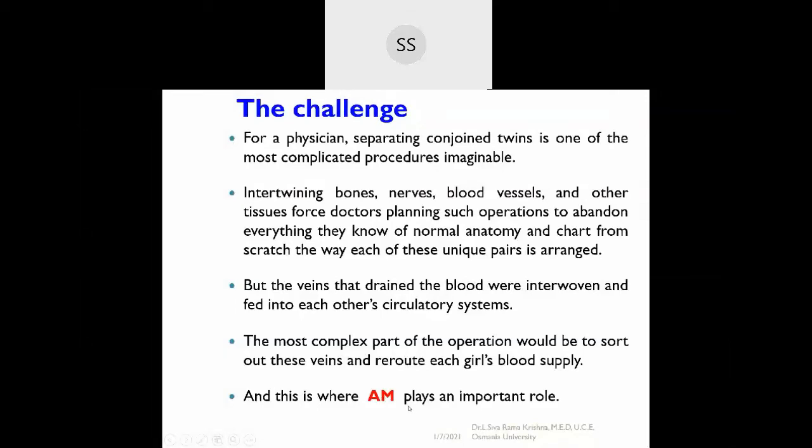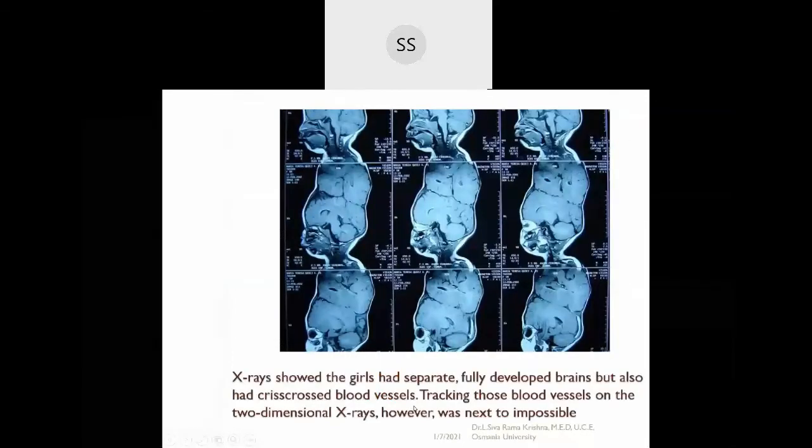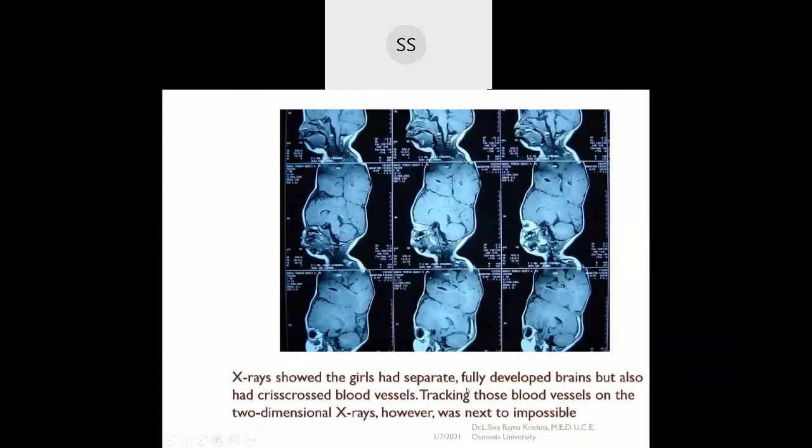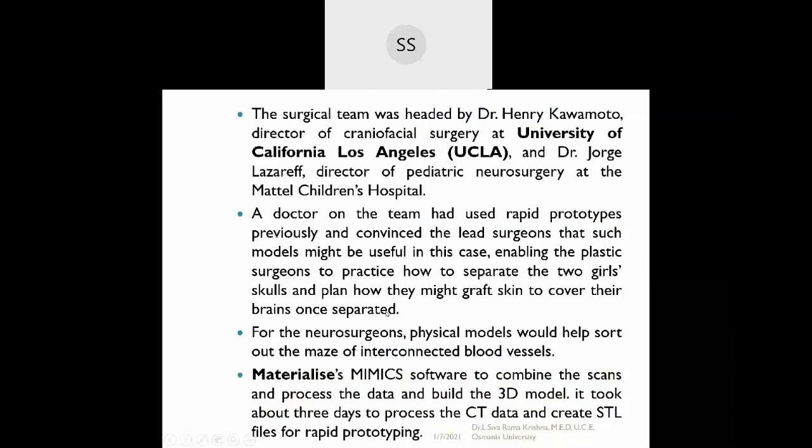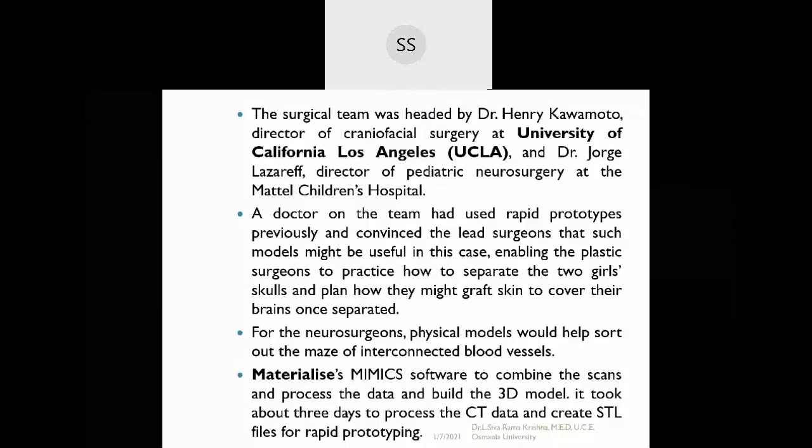Here additive manufacturing plays a very important role in planning this surgery. They took X-rays that showed the girls had separate, fully developed brains but also crisscrossed blood vessels. Tracking those blood vessels on a two-dimensional X-ray is impossible. The surgical team was headed by Dr. Henry Kawamoto, Director of Craniofacial Surgery at the University of California, Los Angeles, and Dr. George Lazareff, Director of Pediatric Neurosurgery at the Mattel Children's Hospital.